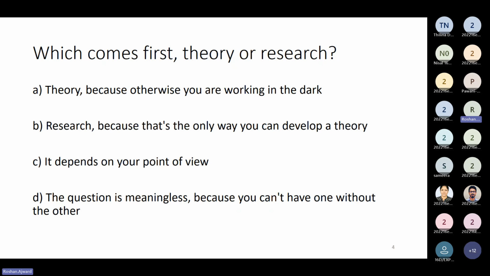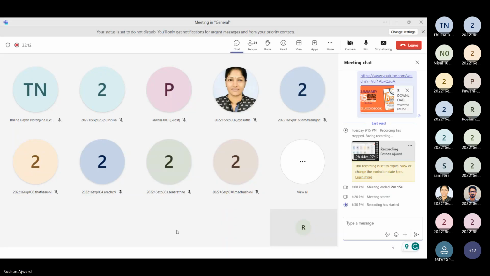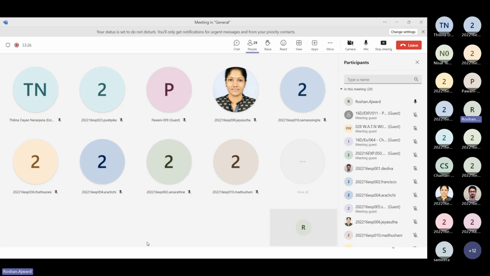This is exactly like asking whether the chicken came first or the egg came first. What did come first, the chicken or the egg? We'll ask some students. We have Sena, what did come first, chicken or the egg? No idea. Indeed, we cannot say, because without an egg there is no chicken, and without a chicken there is no egg.